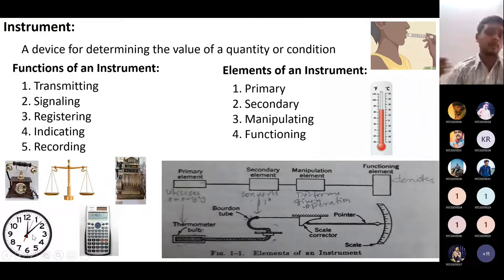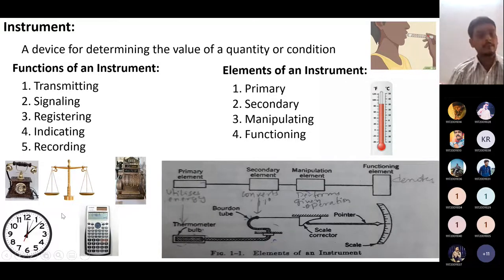But whenever you are measuring other quantities, it's very difficult to read the same value within this 360 degrees angle. Instead of this 360 degrees angle or a circular dial, we have to shift to some other dials. So an indicating type of instrument only indicates that particular value at that period of time.